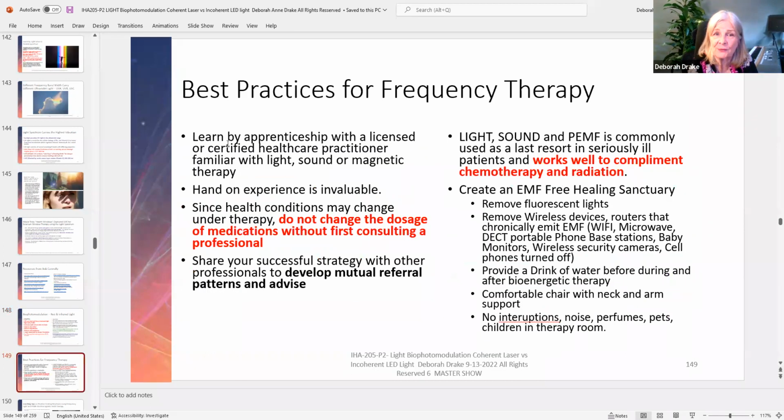The best practice for frequency is to learn under an apprenticeship or licensed person about magnetic therapy, light therapy, and sound therapy, because hands-on experience is invaluable, but there are protocols. How many minutes do you need? Under what part of the body do you aim the light? So there are full-blown frequency light therapist courses available for you, okay? I'm just going over the basics here.